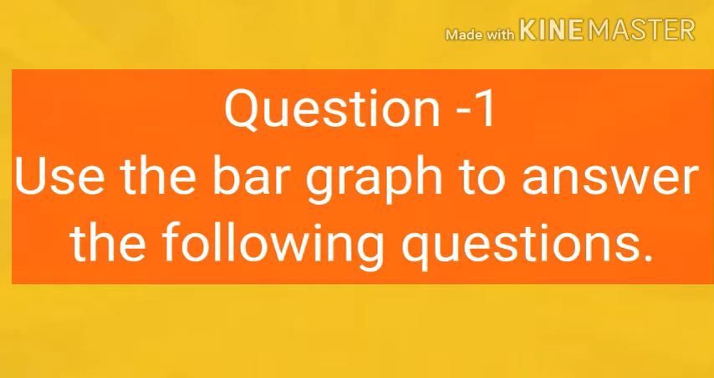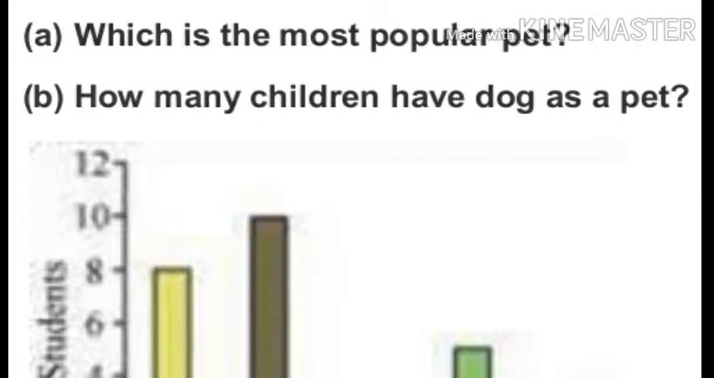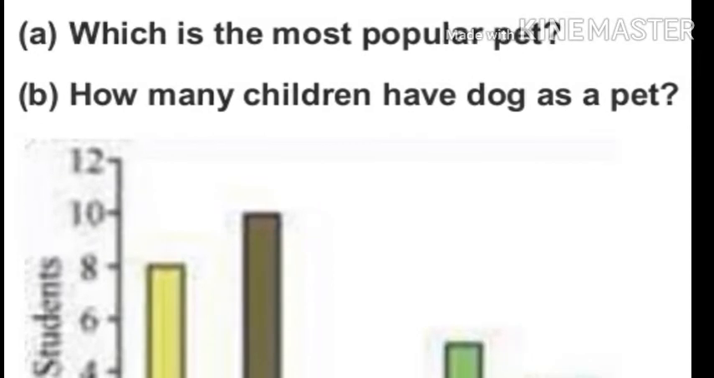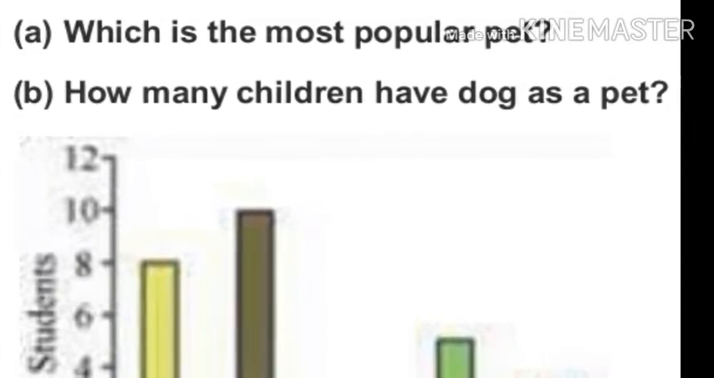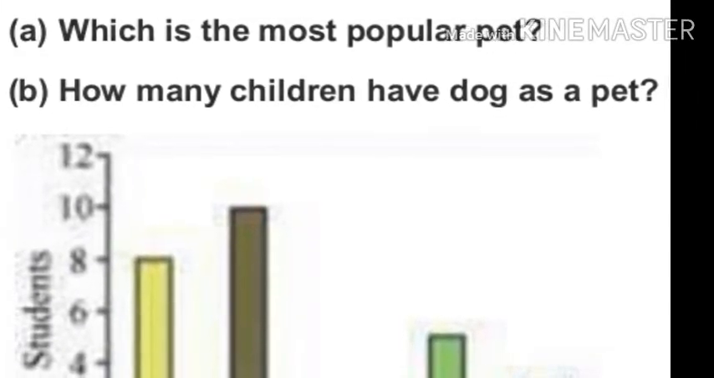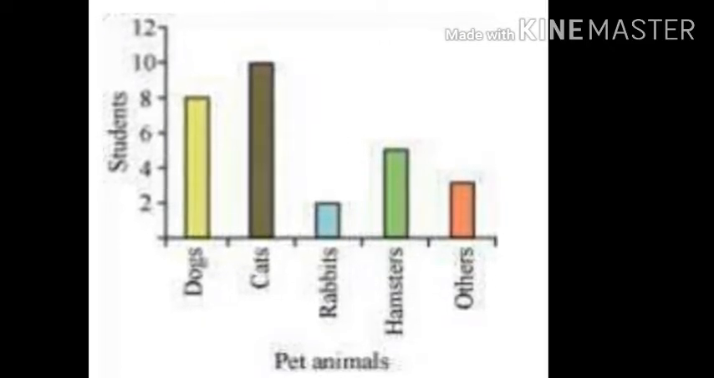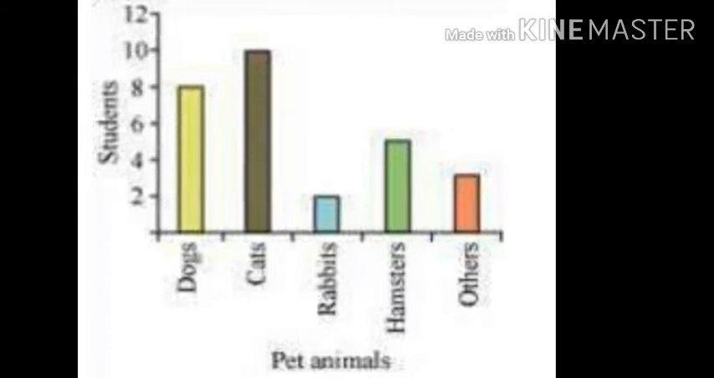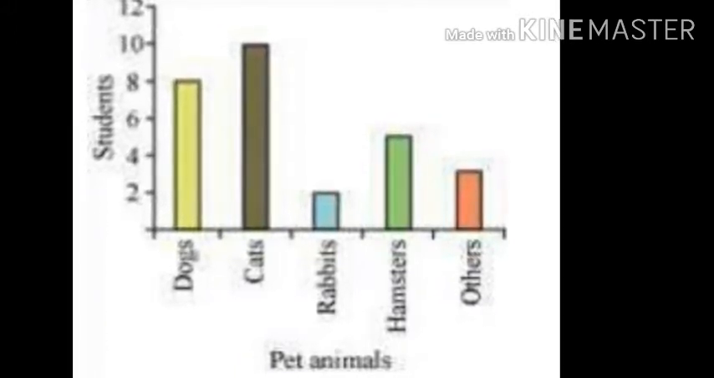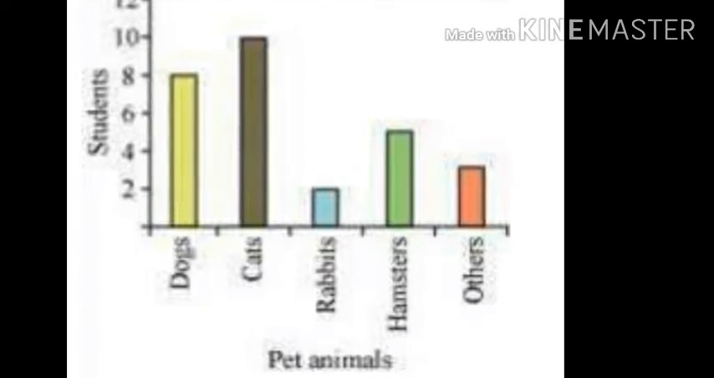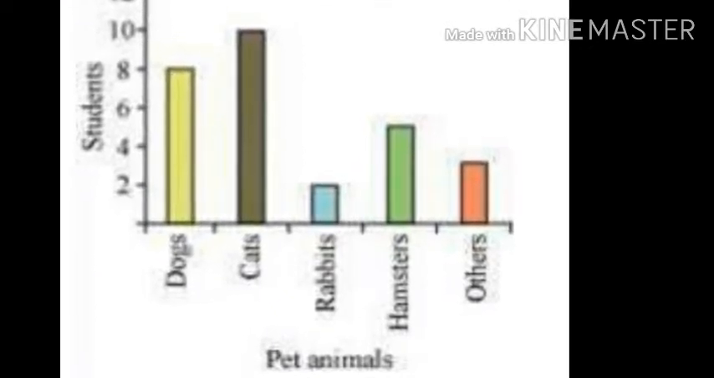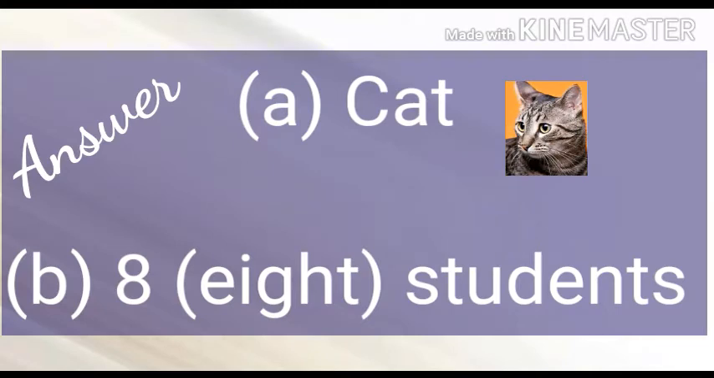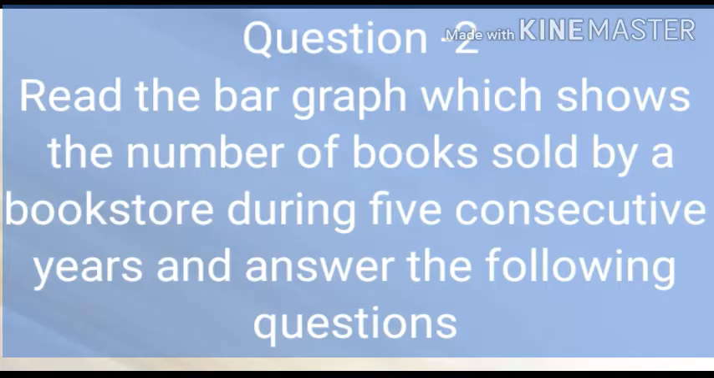Question number 1. Use the bar graph to answer the following questions. A. Which is the most popular pet? And B. How many children have dog as a pet? Students, you can see the bar graph and you can observe that the bar graph representing cats is the tallest. So cat is the most popular pet and the number of children having dog as a pet are 8. Okay? Now question number 2.